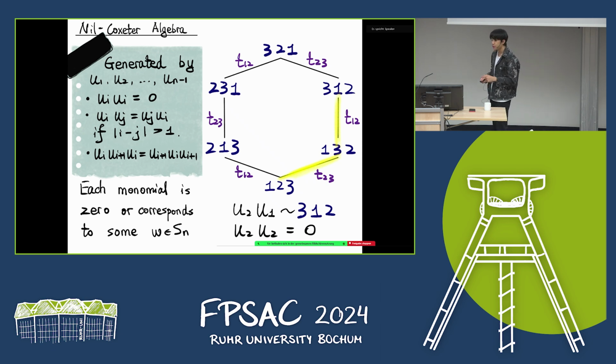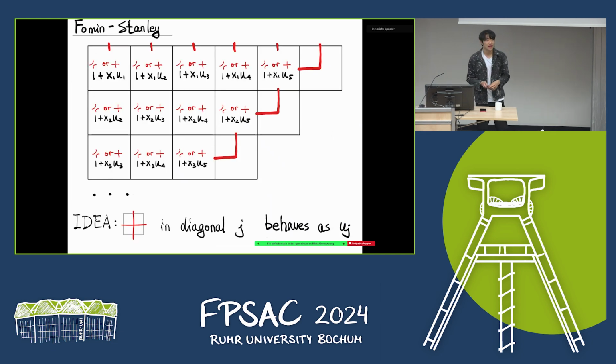On the other hand, this U2, U2 becomes 0. That's because the first U2 brings me here at 1, 3, 2. The second U2 tells me to take the T2,3 edge and go up. I cannot do that, so that's just 0. And then Fomin and Stanley realized that each crossing actually behaves as if it's a U operator. So they realized that a crossing in the j-th diagonal behaves as if it's a Uj. So right here, this is the 5th diagonal. And if you think about having a crossing on this tile, it's switching the pipe going to column 5 and the pipe going to column 6, which behaves as if it's a U5.